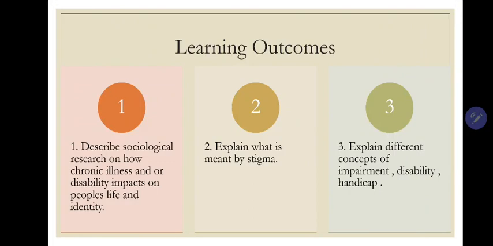Learning outcomes. By the end of this lecture, the student should be able to first describe the sociological research on how chronic illness and or disability impacts on the people's life and identity. Second, explain what is meant by stigma. Third, explain different concepts of impairment, disability, and handicap.